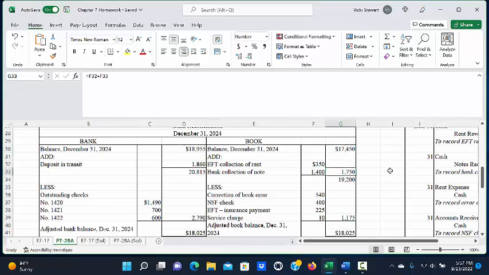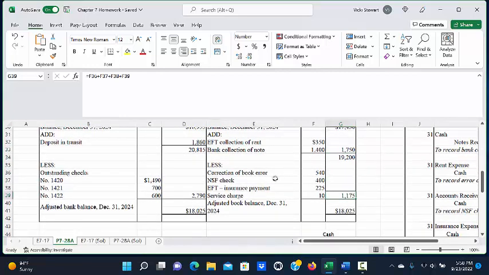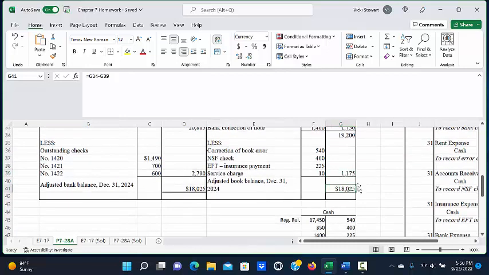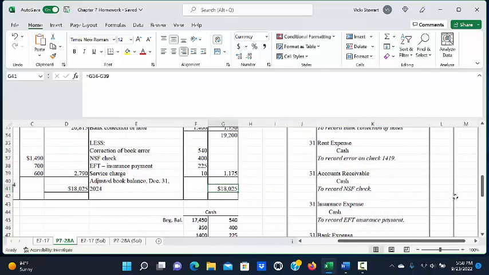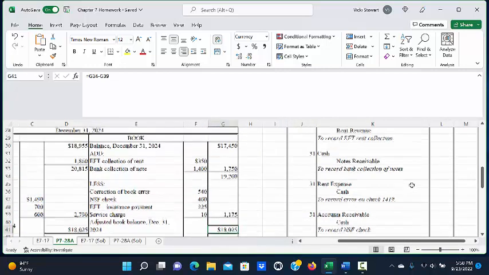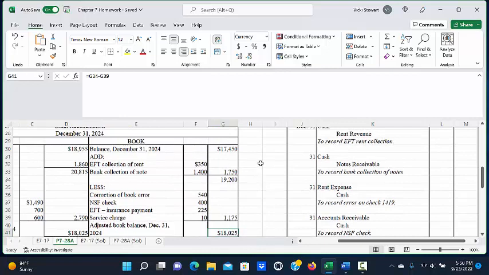So we started with the balance that was in our books. We added those 2 amounts that the bank collected for us that we had not yet recorded, and we're subtracting the amount for the correction of the errors, the insufficient funds check, the EFT, and the service charge, and we get the adjusted book balance at December 31st, 2024 of $18,025, which equals the amount that we adjusted for the bank balance. So we have reconciled our bank and book to the correct amount, which is $18,025.